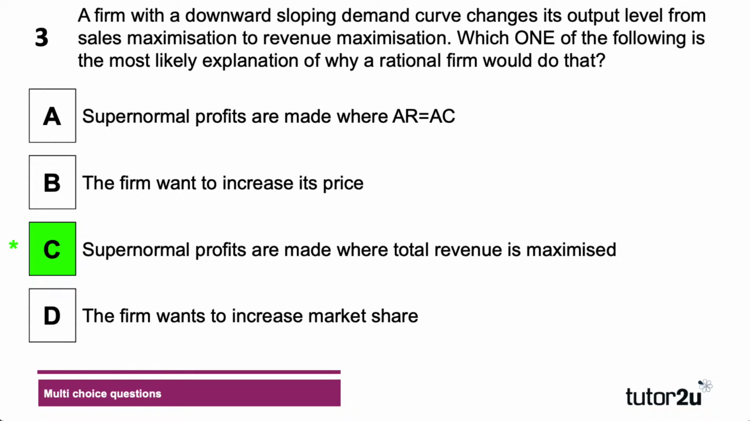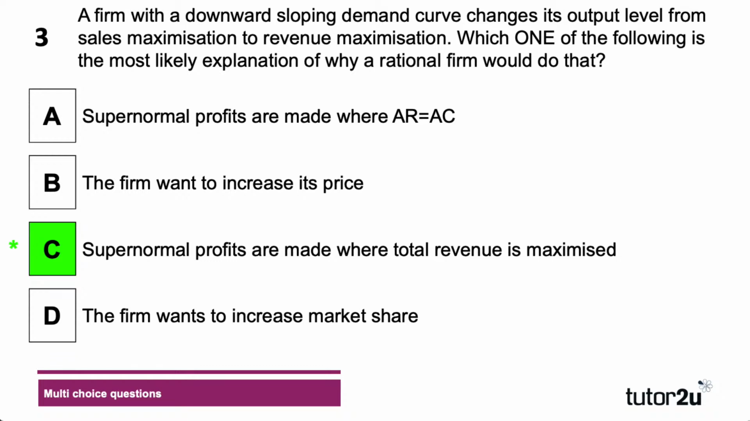And C, saying that they want to make supernormal profits, where at sales max they would only be making normal profits, and switching to revenue maximisation would enable them to make supernormal profits, is a better explanation for the rational firm. Remember that we assume that a rational business is going to want to make supernormal profits. So that's the reason we're saying C rather than B. And it's another example of thinking about the detail and the depth that you should go into in your answers.